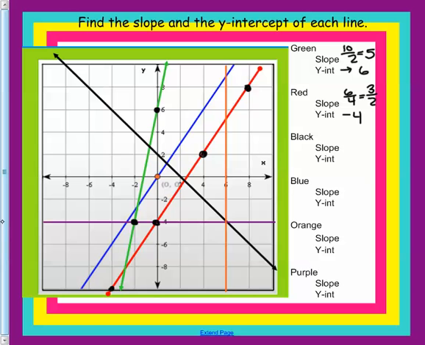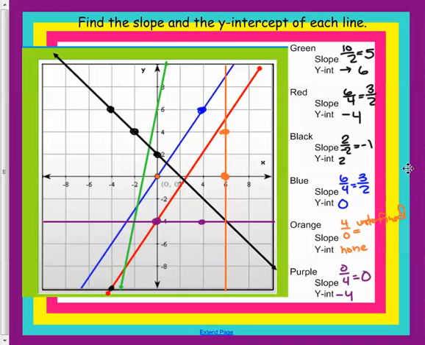Okay, let's skip around. I want you to do the remaining ones, the black, the blue, the orange, and the purple, and I will be back in just a second to show you what I did. All right, so here are my slopes. Go ahead and check yours with a red pen. Make sure that you mark if you got them right or wrong. So here's my work.